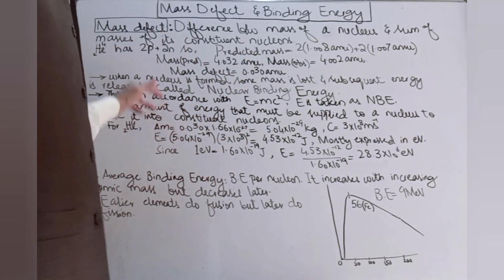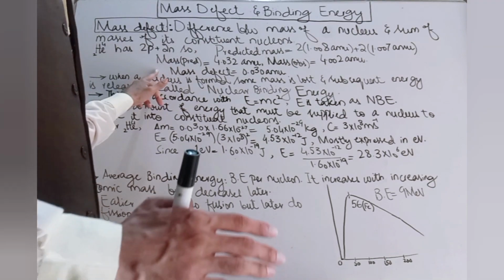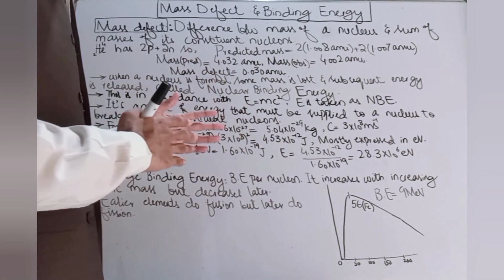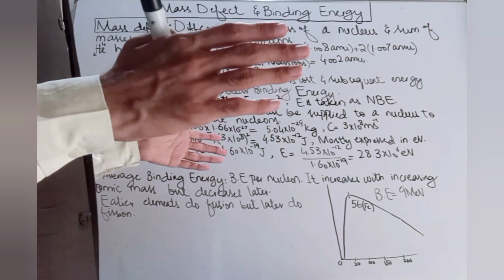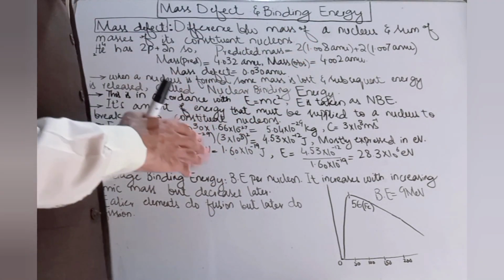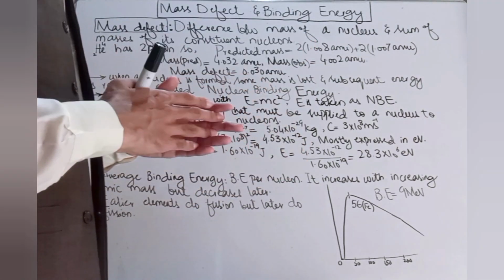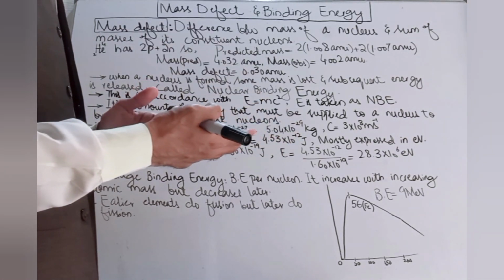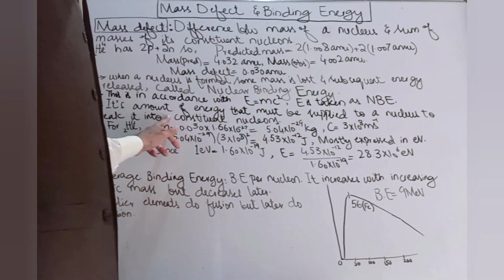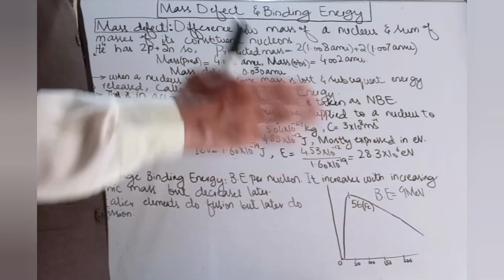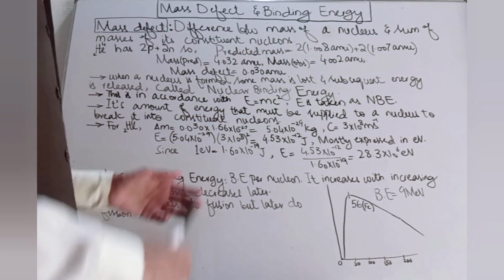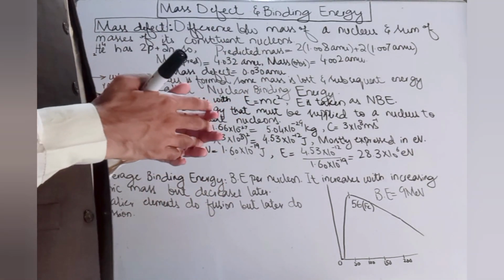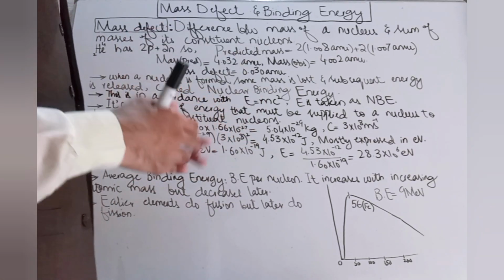Basically, we first defined it in terms of the building of a nucleus from nucleons, which releases energy. And when we break that nucleus into its constituents, energy must be supplied. So it's the energy that must be supplied to break a nucleus into its constituent nucleons. The greater the amount of that energy, the more stable the nucleus.